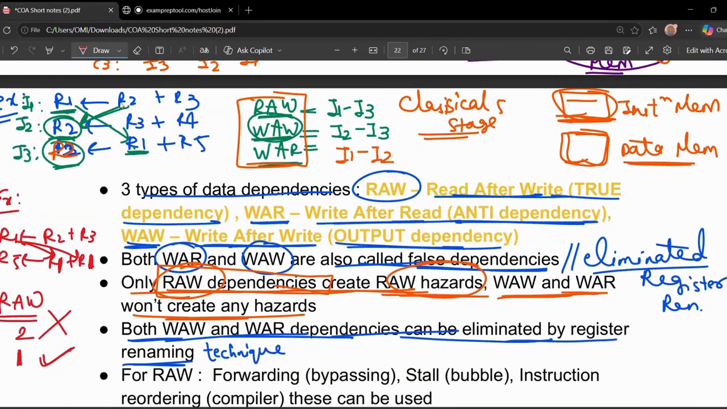And see, why we are not taking this dependency. If we are taking this dependency, no dependency should come in between. No WAR dependency should come in between.